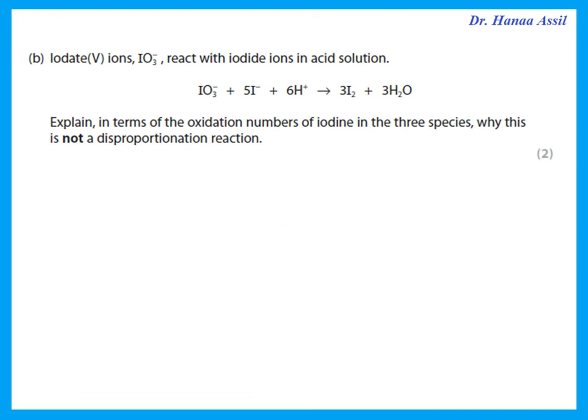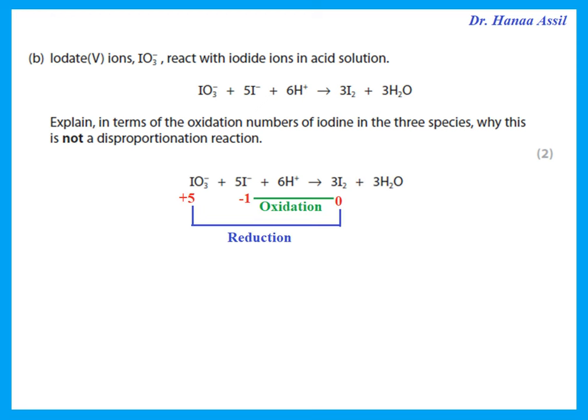Iodate ions react with iodide ions in this equation. Explain in terms of oxidation numbers of iodine why this is not a disproportionation reaction. Okay, so let us take a look at the oxidation numbers. Do you remember how to calculate oxidation number? In IO3 minus, each oxygen is -2, so I have a total of -6. Iodine has to be +5 in order to end up with -1. In I minus, the oxidation number is the charge, -1. In I2, there is no charge, so the oxidation number is 0.